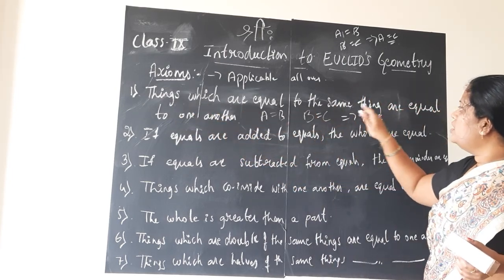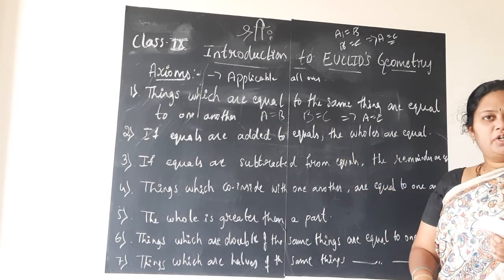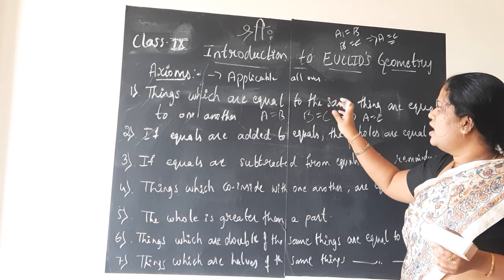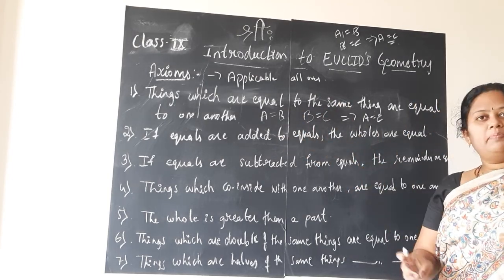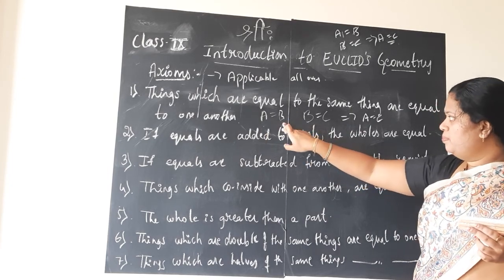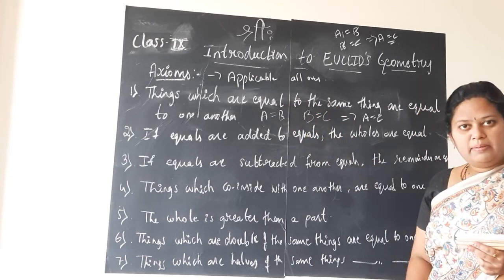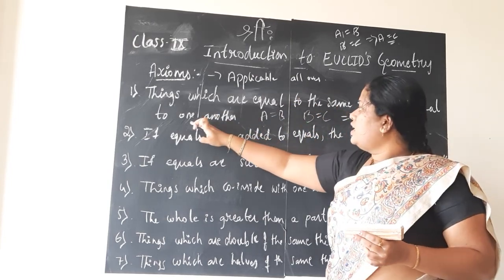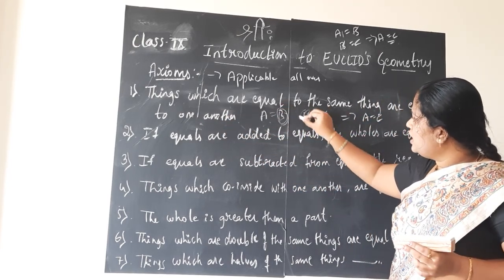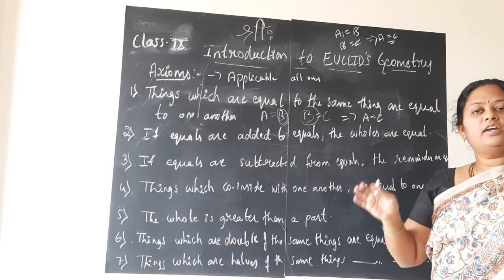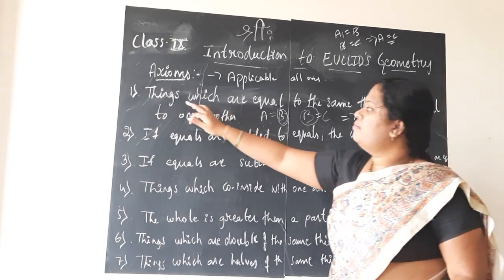Things which are equal to the same thing. Here A is also equal to B and C is also equal to B. So here two things are equal to one same thing. Which is that one same thing? That is the common point B. A is equal to B, C is equal to B. So A and C are both equal to B, which means they are equal to one another. If A and C are both equal to the same point B, then A and C are equal. That is what he means by his first axiom.